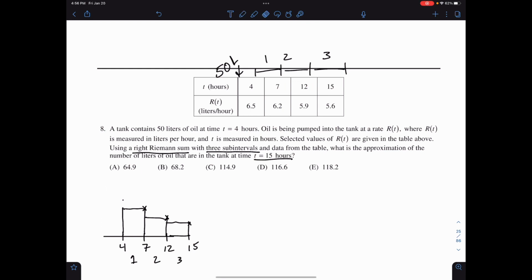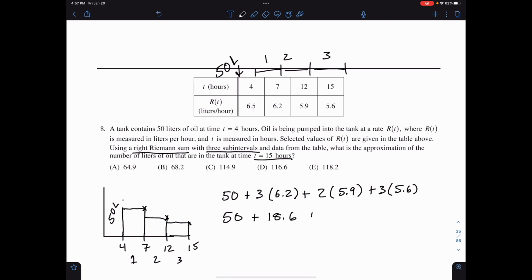And we know that we start off with 50 liters. So the approximation here would be 50 plus 3, the base of the first interval, times the height at t equals 7, which is 6.2, plus the next base, which is 5, times the height at t equals 12, which is 5.9, plus the next base, which is 3, times the height at t equals 15, which is 5.6. So we get 50 plus 18.6 plus, this is 5.